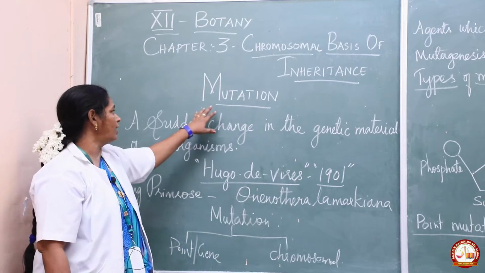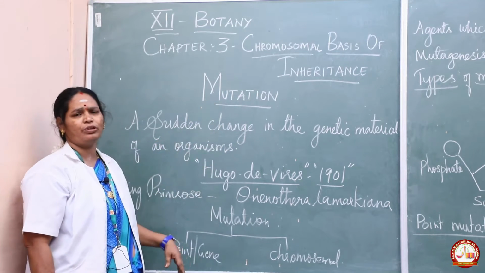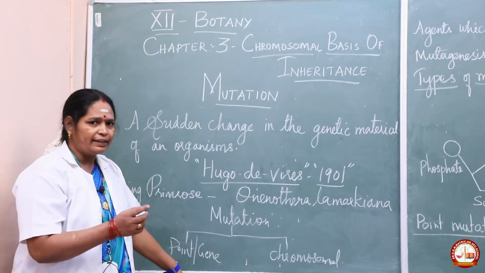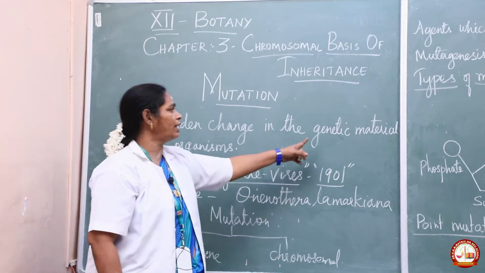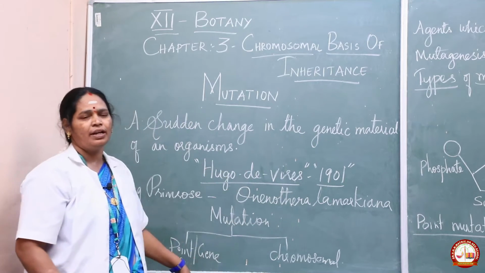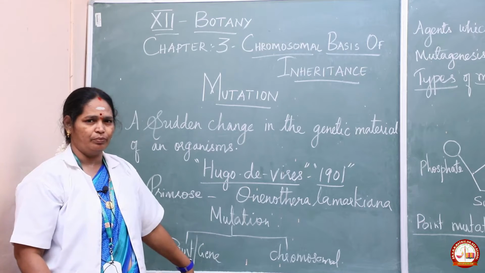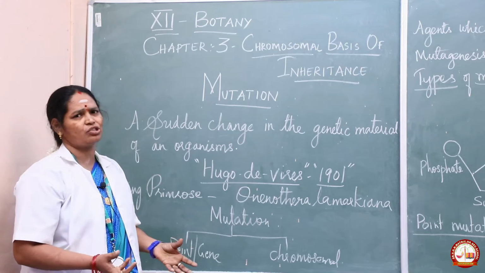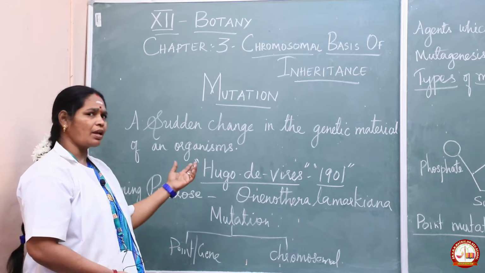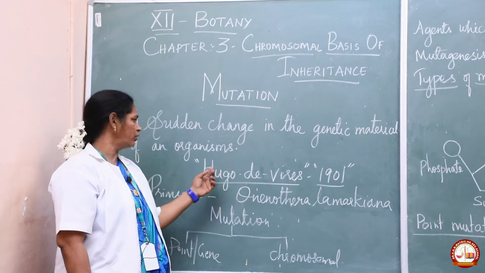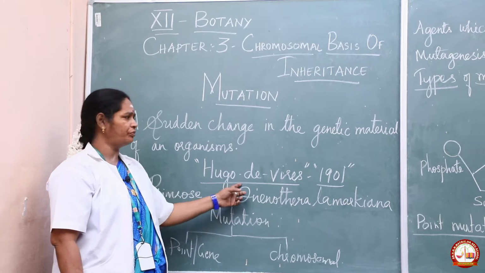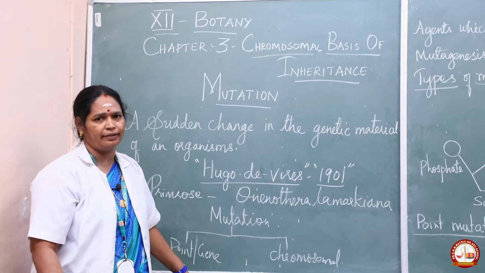Children, let me take the class on mutation. What is mutation? It is nothing but a sudden change in the genetic material of an organism. What is a mutation? It is just a sudden change. It happens by physical or chemical means. It was discovered by Hugo de Vries in the year 1909.